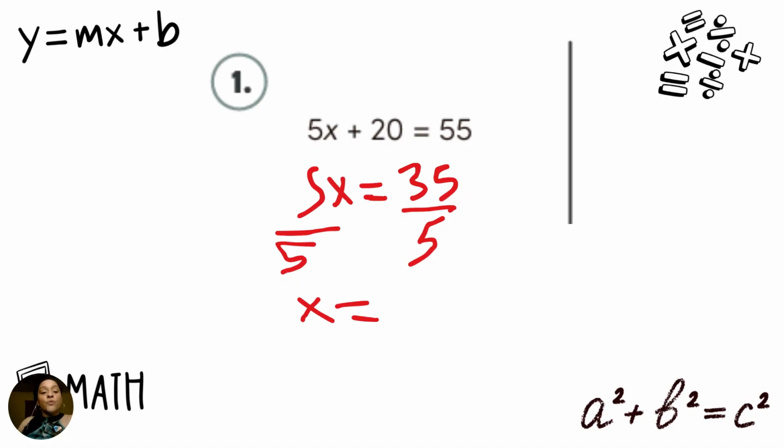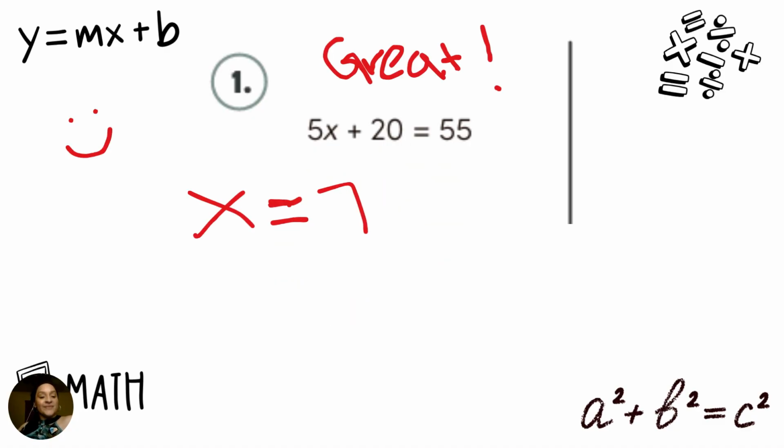So for us to move this 5 to the other side of the equal sign, we're going to divide both sides. 5 divided by 5 on the left side, 35 divided by 5 on the right side. Now we have finally achieved x by itself. Okay, and this one should be easy for you, at least I hope. 35 divided by 5 is, yes, 7. So x equals 7.